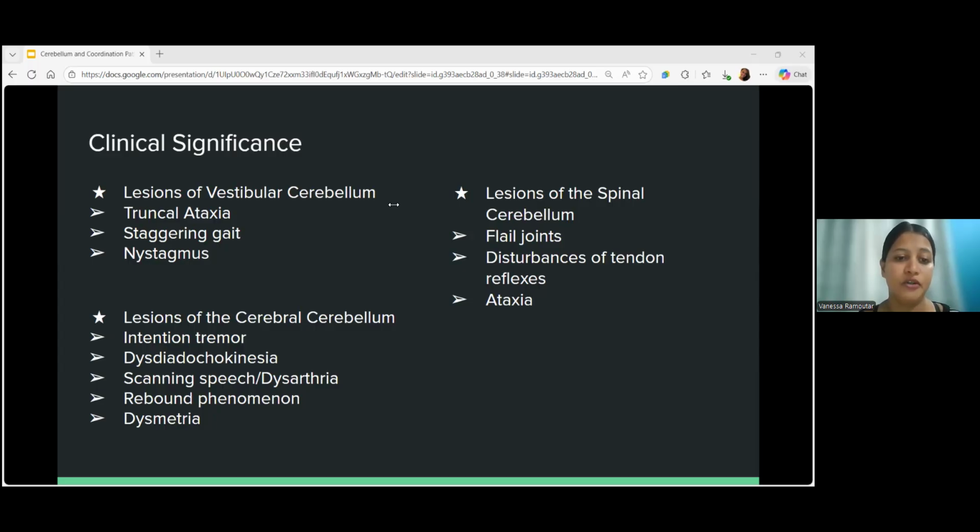It is very important to note that Romberg's sign is not a test of cerebellar disease and usually refers to a test of the dorsal column. Patients will have issues with balance, whether the eyes are open or closed with cerebellar disease.